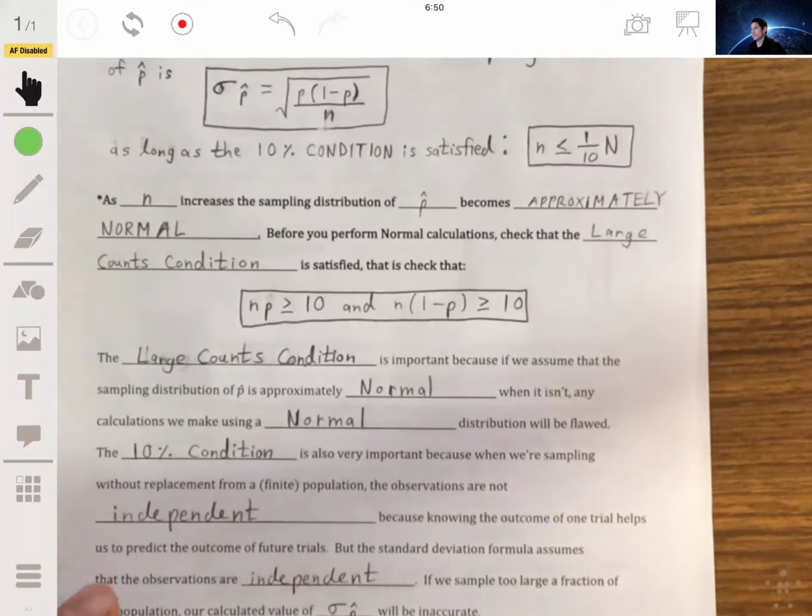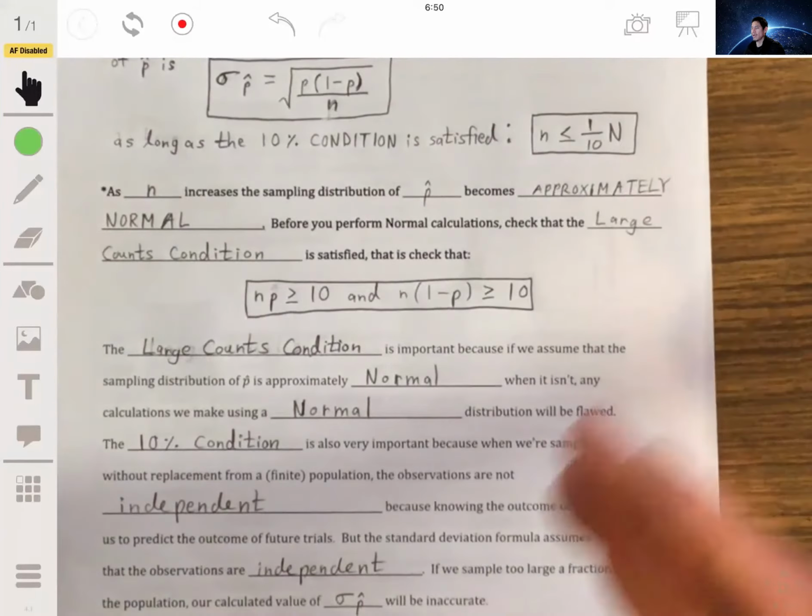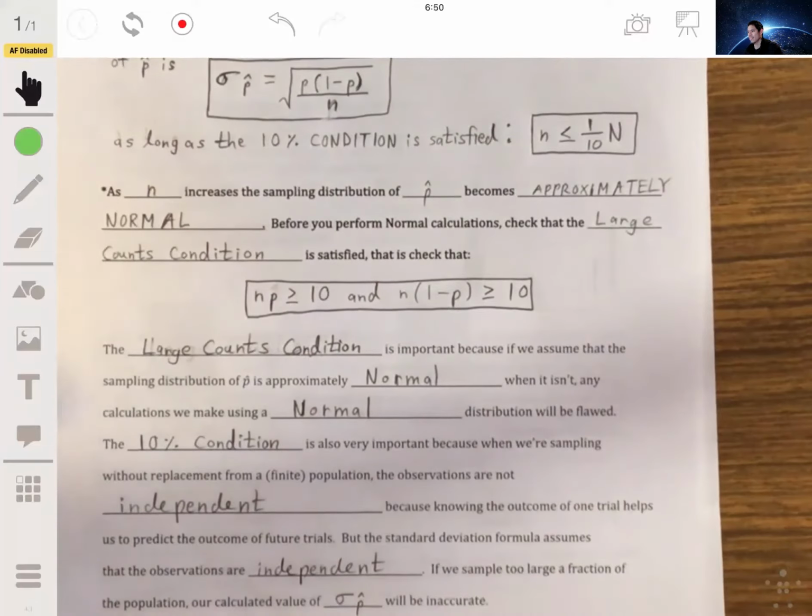In higher statistics courses, you'll actually use a slightly different formula that'll have a correction factor, I believe is what they call it. So anyways, let's now go through some practice problems so we can really understand how we use this stuff.